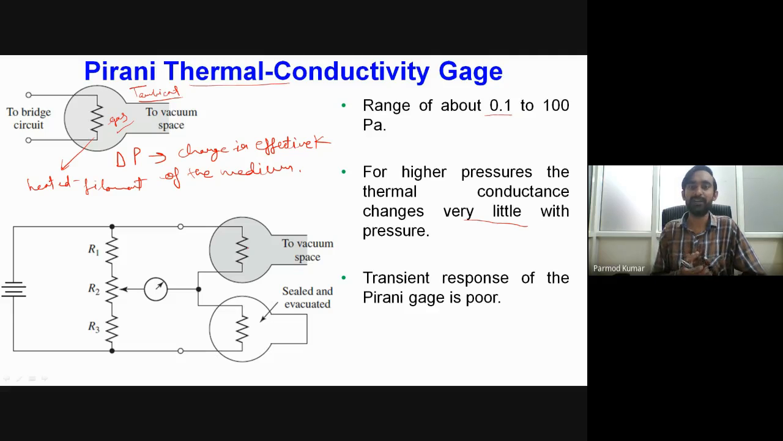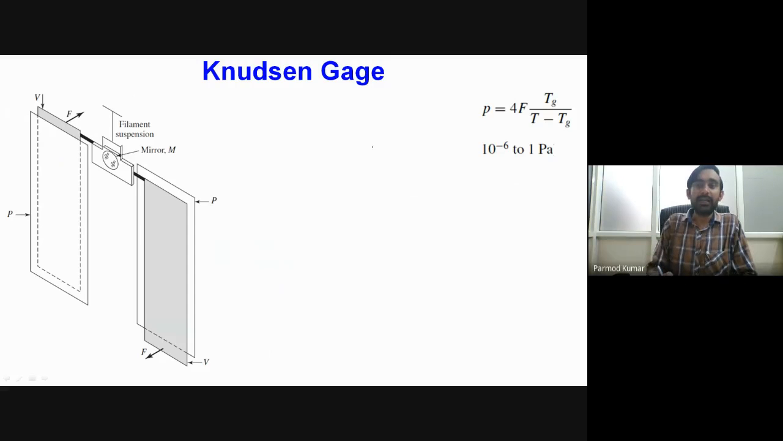Okay, so like we have done temperature compensation in the case of strain gauge type devices, we are having here the compensation of the temperature in order to avoid the effect of the surroundings. Okay. Then another type of gauge is there, the Knudsen type gauge. So the construction of the Knudsen type gauge is like this.